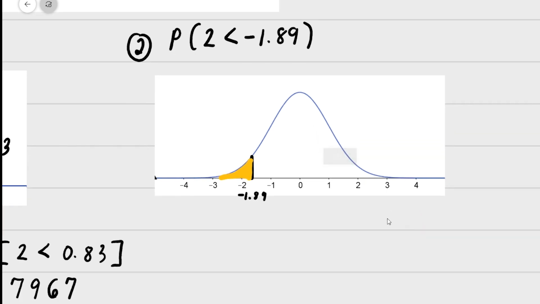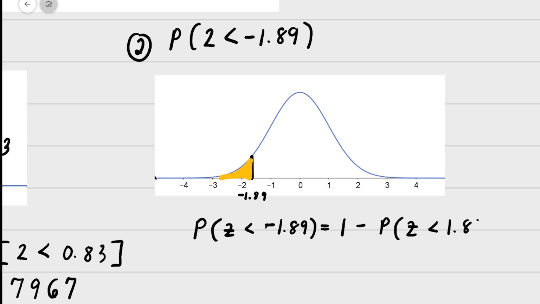Again, wala din ito directly sa ating table. So, ikukunin pa natin yung area na white part. Kasi itong white part na to, pag ni-reverse mo yan, less than 1.89. No? So, 1 minus pa rin. It's 1 minus probability that z is less than positive 1.89.